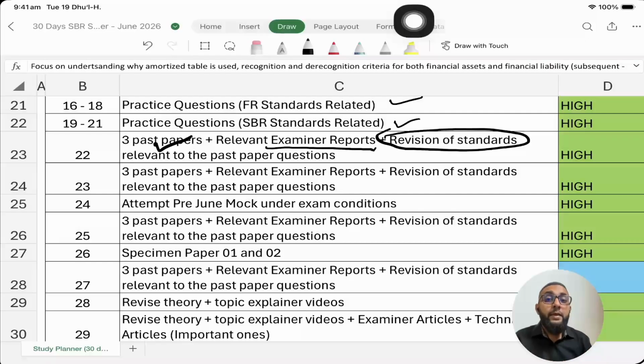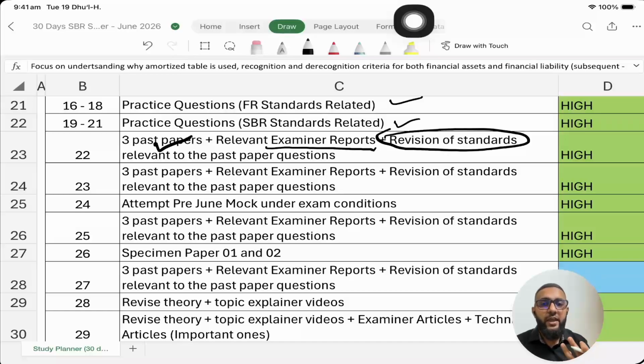Okay? Then on day 24, attempt the pre-June mock under exam conditions. Timing, the setup, the environment should be exam conditions based. Why on day 24? Because if you do it on day 24, you have enough time to go back and revise, go back and recall the areas that you are still struggling with. So day 24 is for the pre-June mock under exam conditions.